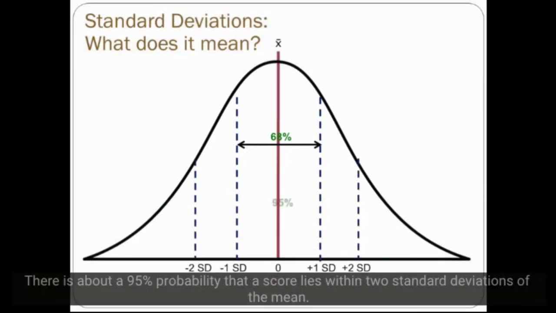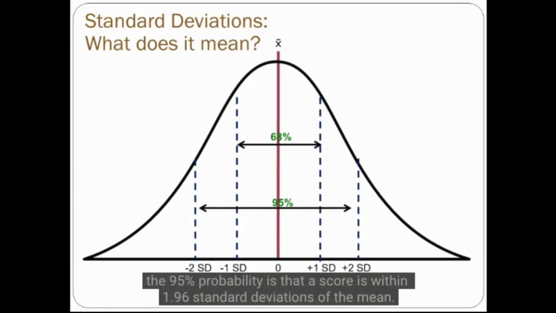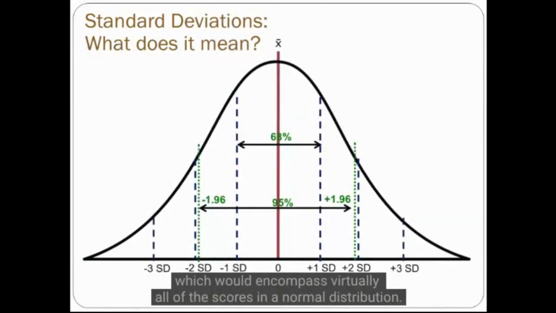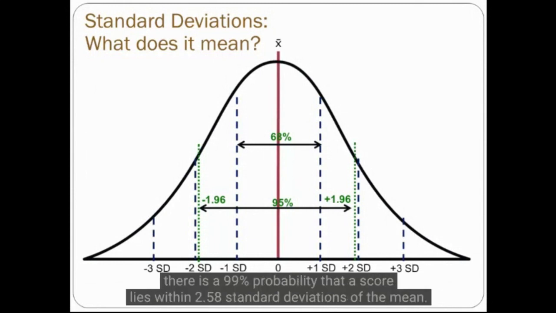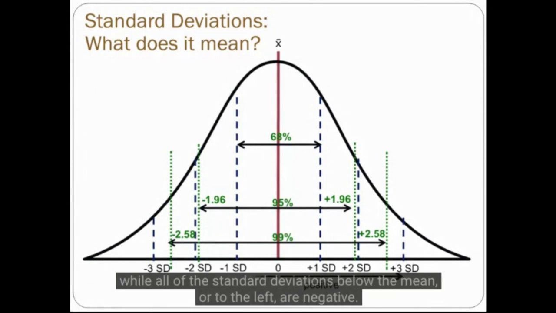There is about a 95% probability that a score lies within 2 standard deviations of the mean. Well, actually, to be precise, the 95% probability is that a score is within 1.96 standard deviations of the mean. And the same principle for 3 standard deviations, which would encompass virtually all of the scores in a normal distribution. Now again, to be precise, there is a 99% probability that a score lies within 2.58 standard deviations of the mean. All of the standard deviations to the right of the mean, as they are higher than the mean, are positive, while all of the standard deviations below the mean, or to the left, are negative.